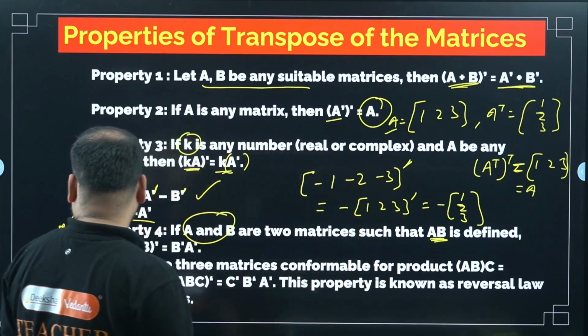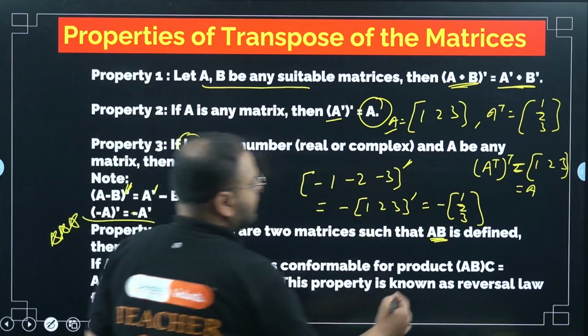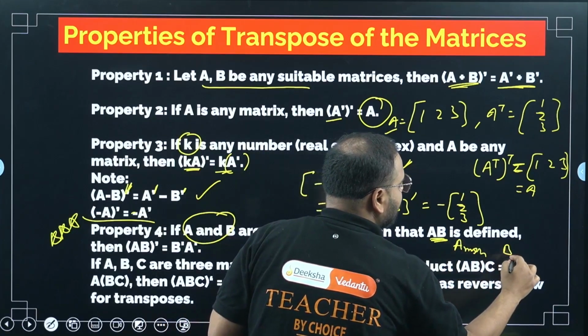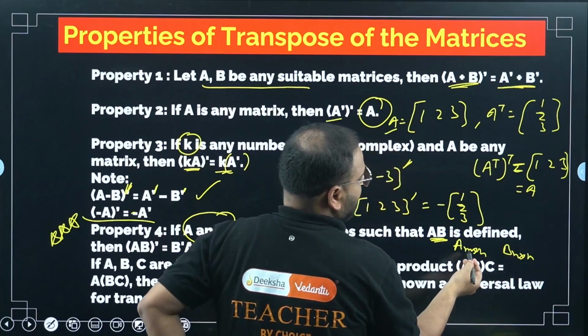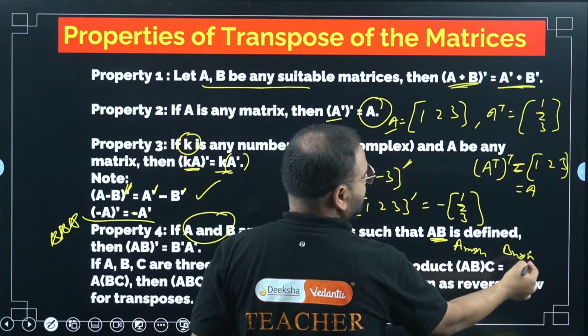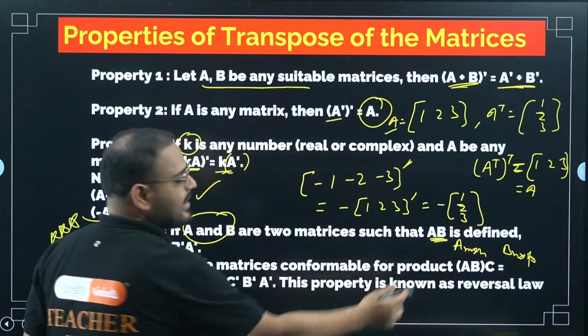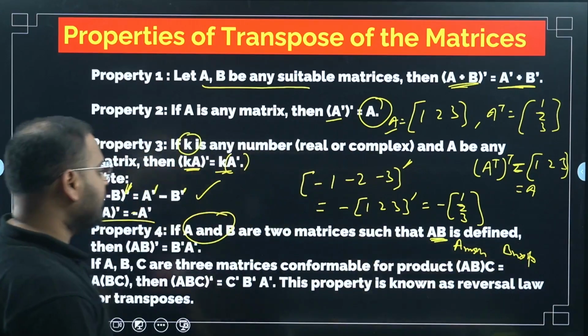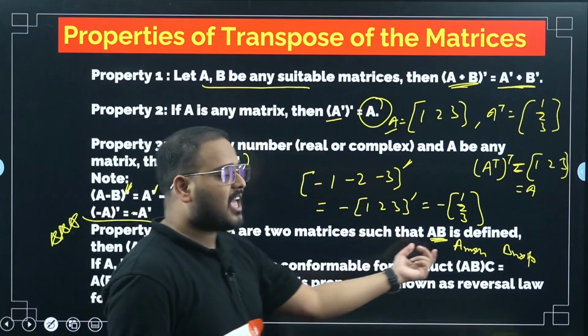Okay, so yes, correct, no? A is M cross N, then B is N cross P, let's call it. So the N and N have to be equal, right? So the number of columns here should be equal to the number of rows there. So that's what they mean when they say AB is defined.